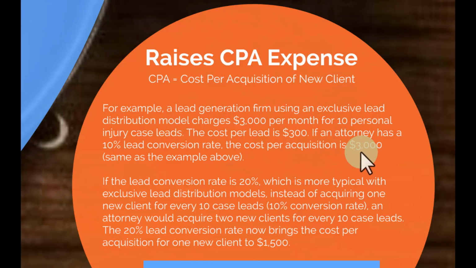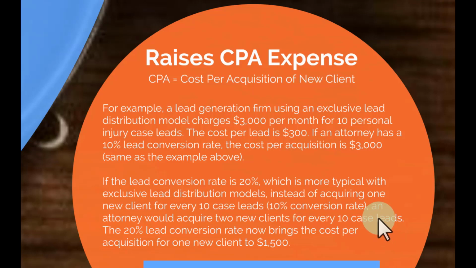So if your lead conversion rate goes from 10 to 20%, which is more typical when you're using exclusive leads versus non-exclusive, you're talking about a 10% bump in your conversion rate. So instead of acquiring one new client for every 10 leads at a 10% conversion rate, you as an attorney could get 2 new clients for every 10 case leads if the conversion rate could be bumped from the industry average of 10% up to 20%.